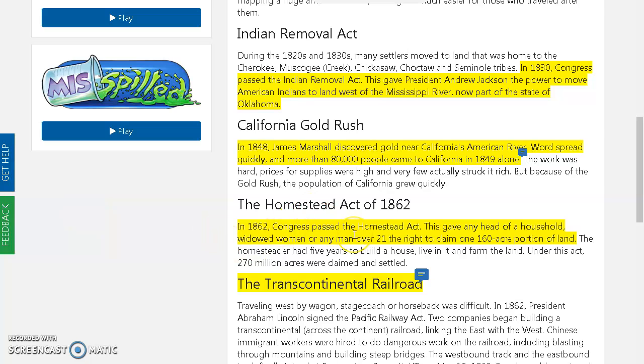Under the Homestead Act of 1862, you need to know that in 1862, Congress passed the Homestead Act. This gave any head of a household, widowed woman, or any man over 21 the right to claim one 160-acre portion of land.